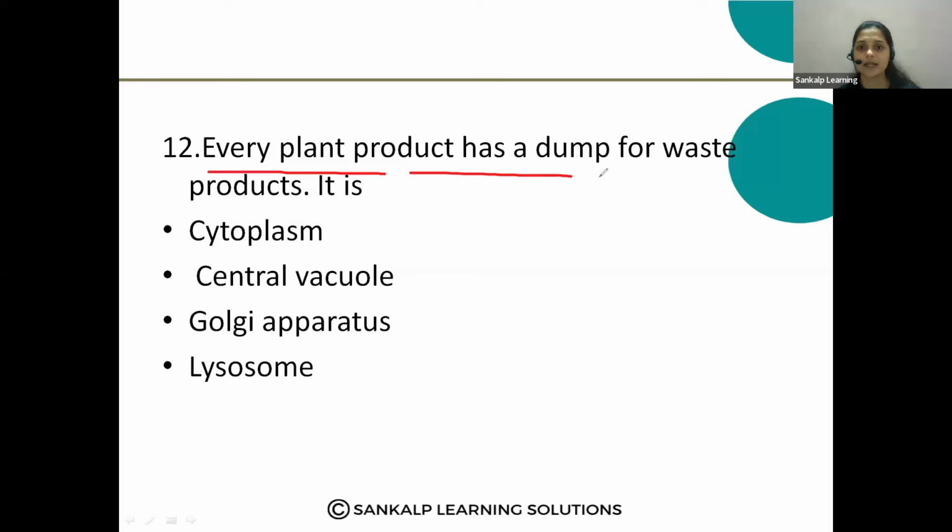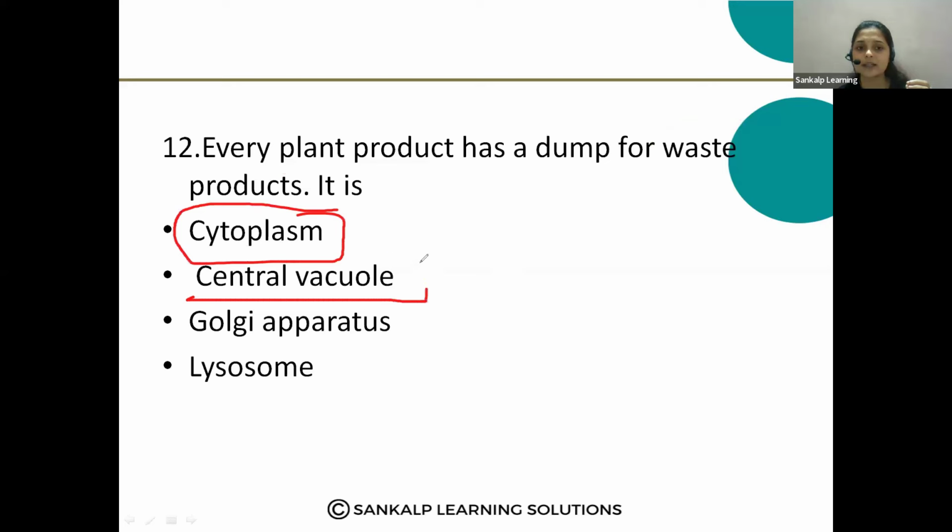Every plant product has a dump for waste products. It is... Here, I think we have discussed in the last class, plants also produce waste products, but there is no specialized structure for excretion, right? In the human body there is an excretory system to excrete the waste products. But in plants, waste products can be stored, dumped, in a specialized structure of the plant. What is it called?